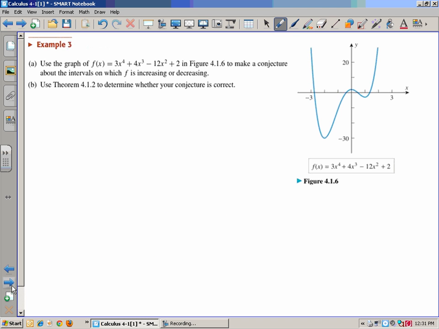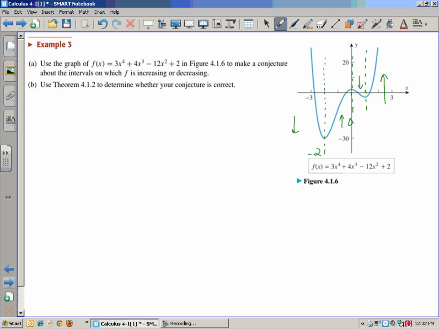Example 3. Use the graph to make a conjecture about the intervals. Well, I'm going to make a conjecture, and I'm drawing in where I think it's changing. This is just a guess. So I'm guessing it's decreasing until about 2, and then from 2 to 0, it's increasing. And then from 0 to 1, it's decreasing. And then from 1 to infinity, it's increasing.